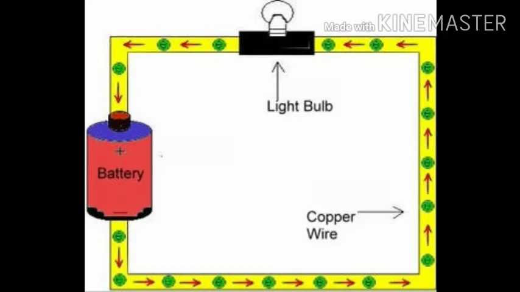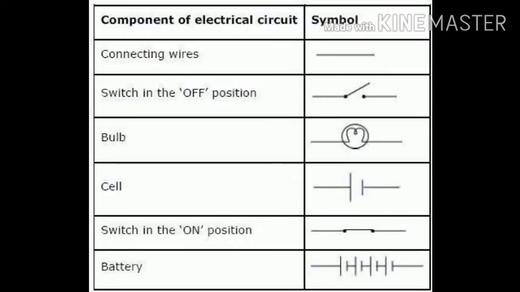And the path of the electric current can be shown by a diagram using some symbols, and this is known as an electric circuit diagram. Here we will discuss some of the symbols which are used for representing electric appliances. The symbolic representation of flow of electric current is known as circuit diagram. So what is a circuit diagram? The symbolic representation of flow of electric current is known as circuit diagram.